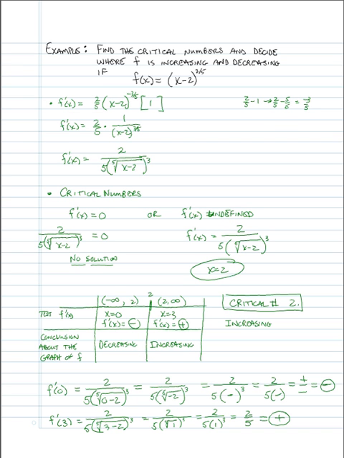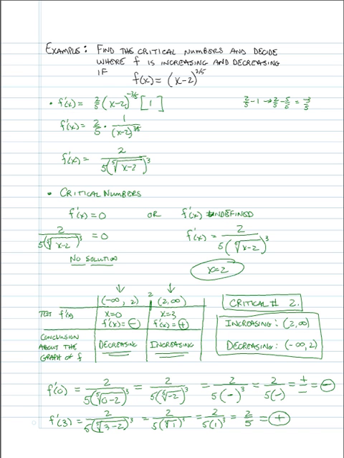Let's see. Here's where it's increasing. And so that interval is 2 to infinity. It's increasing on the interval 2 to infinity, and it's decreasing. So we decide here it's decreasing, and what interval is that? Negative infinity to positive 2. Negative infinity to 2. So there we've answered the other part of the question.